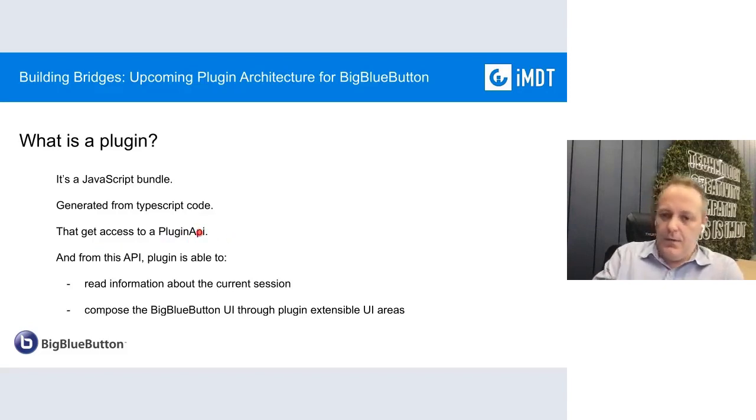So basically, there is a plugin API, and this plugin API is going to provide you some functions that you can use to interact with BigBlueButton. And from this API, it's possible to read information about the current session. So the plugin has a real-time way to consume data from the current session. The plugin can say, okay, I want to observe the current slide, and then every time the current slide changes, the plugin reacts to that. And also the plugin can compose the UI through extensible UI areas. I'm going to show it in detail, but basically this is what we are talking about when we mention a plugin.